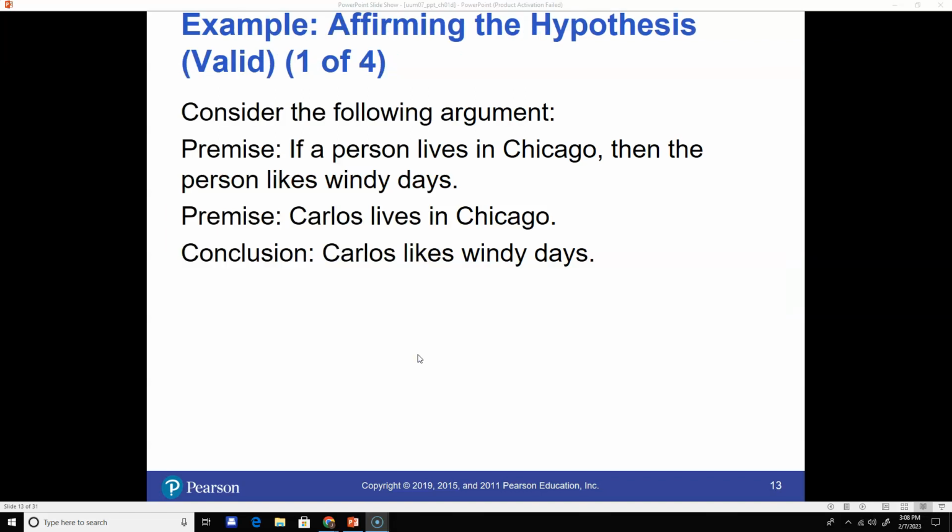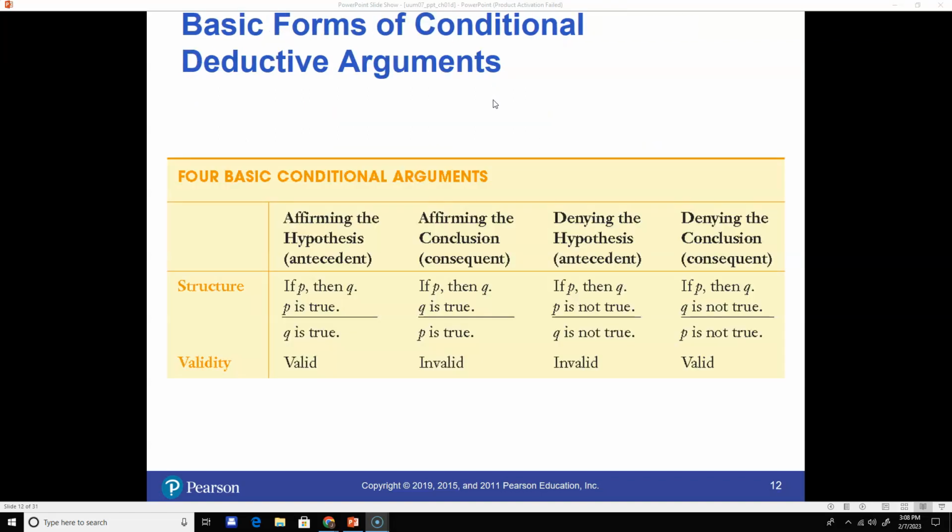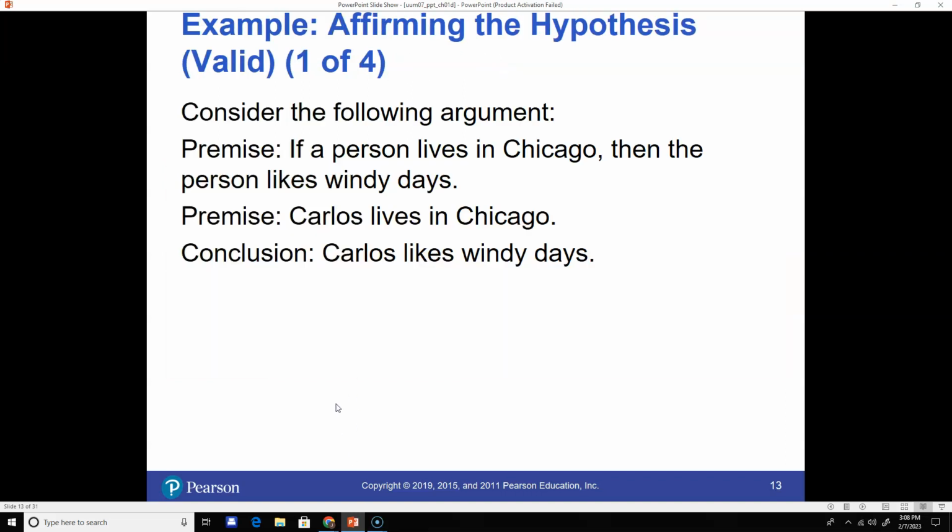Okay, so affirming the hypothesis, if we go back, what are they talking about? They're talking about this example right here. If P, then Q, or P is true, and then that implies Q is true. So, going back, let's consider the argument. If a person lives in Chicago, then the person likes windy days. Carlos lives in Chicago, therefore Carlos likes windy days.